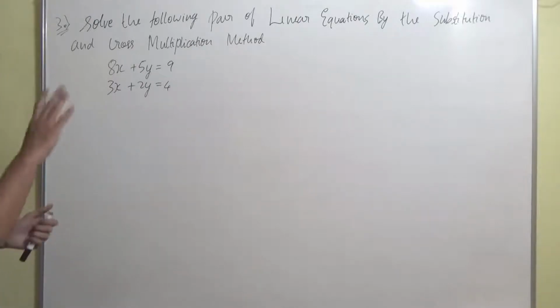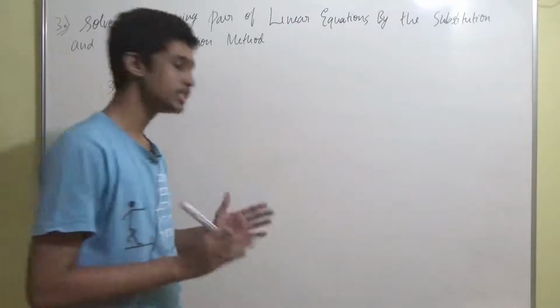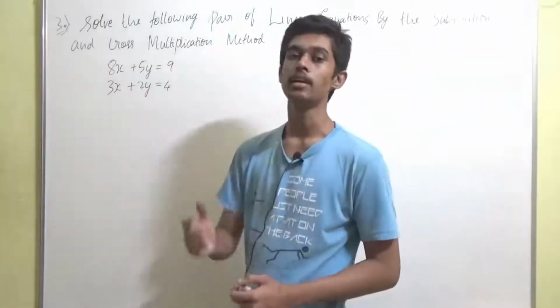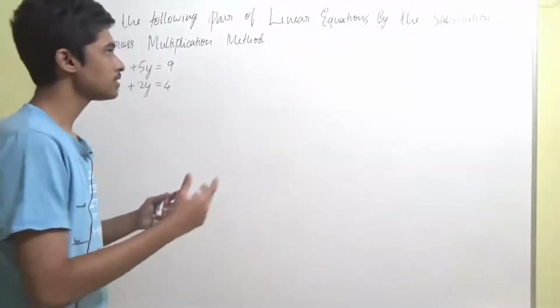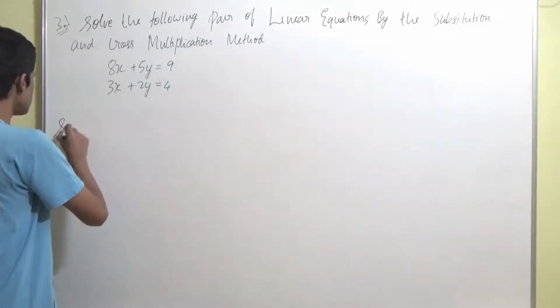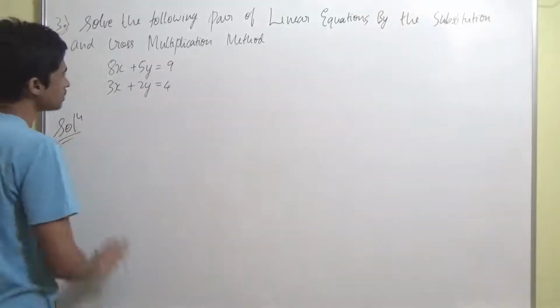Right, guys? If you remember, the substitution method is the first algebraic method of solving a pair of linear equations in two variables, which we learned first. Right, now we are going to apply that. I think they have given this so that you don't forget that method, so that you always remember it, right? It's going to be like a good revision. So let's solve it by the substitution method first.